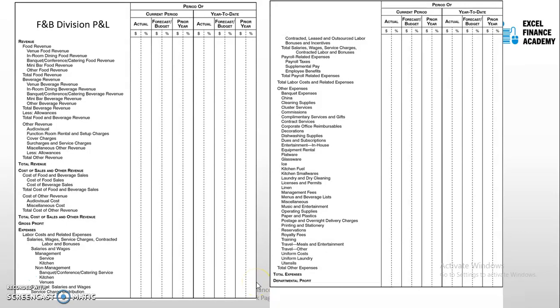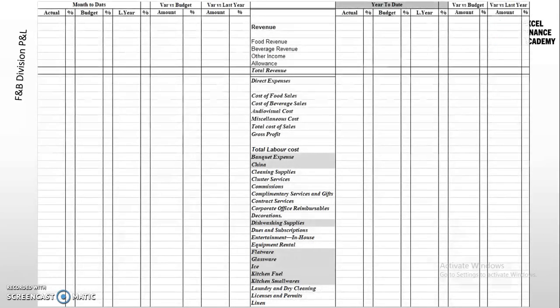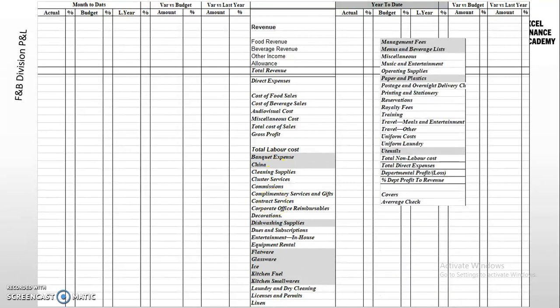Similar to the rooms division, I have modified the P&L into a slightly different way. So one thing is the summary, then food, beverage, other revenue and allowances. The individual breakdown of these is normally shown separately. Then you have cost of sales: cost of food sale, cost of beverage sale, audiovisual, miscellaneous, total cost of sale, and then the gross profit. Then you have the total labor cost, which is a separate annexure, and the other departmental expenses. Because the P&L is long, I have divided it and shown it separately.